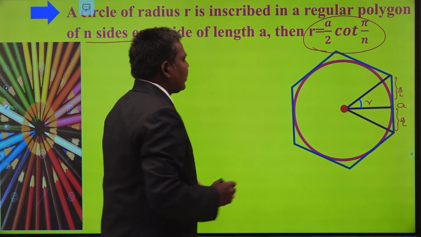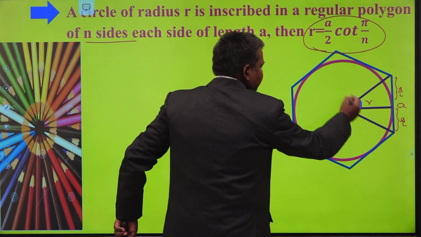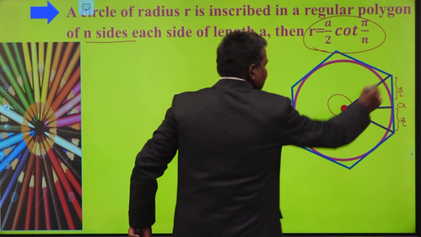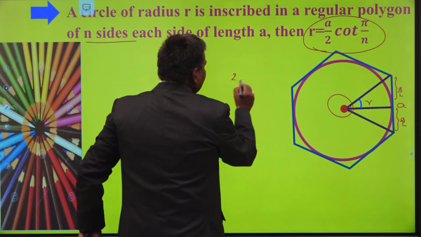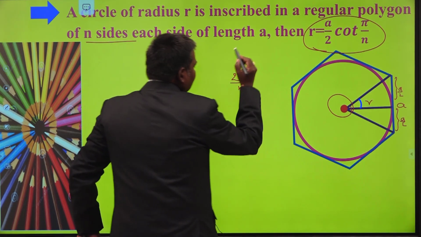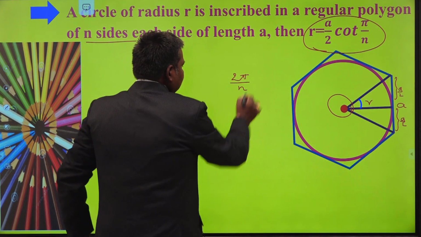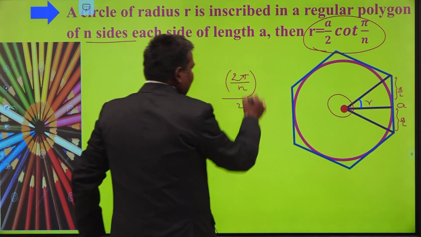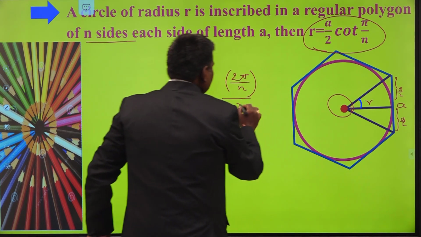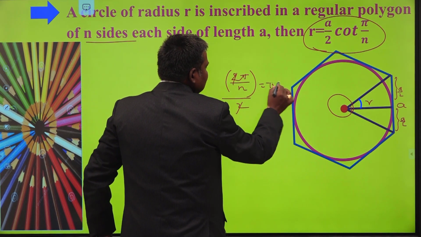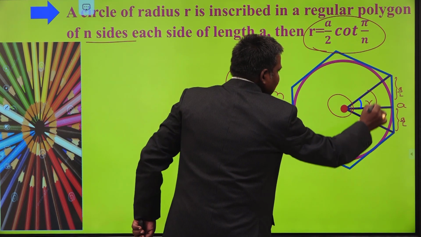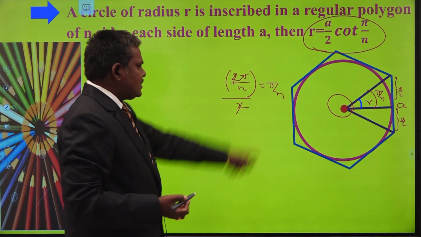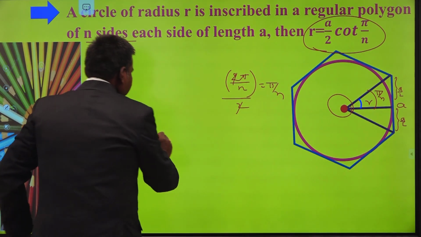Now, my question is, what is the angle here? Same thing. The entire thing is 360 degrees. It is divided into n equal parts. We get 2 pi by n. That means this is the angle 2 pi by n. Half will be there. Therefore, the 2 gets cancelled. The angle is pi by n. So, its angle is what now? Pi by n.